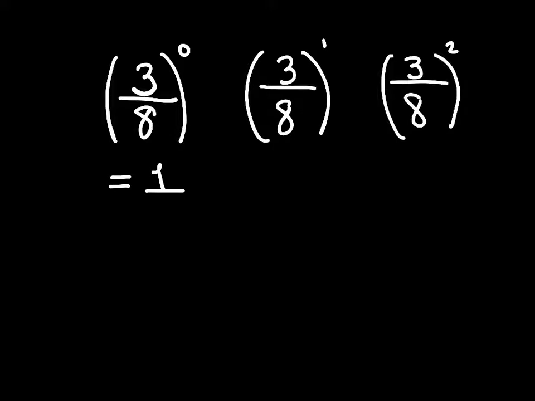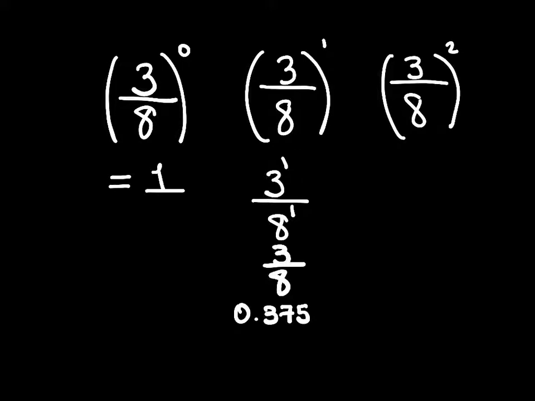Whenever you have an exponent outside a set of parentheses like that, especially with a fraction, that means 3 to the 1 divided by 8 to the 1. Anything raised to the 1 power is just itself. So 3 to the 1 power is 3, and 8 to the 1 power is 8. So it's just 3 divided by 8. 3 divided by 8 is 0.375.